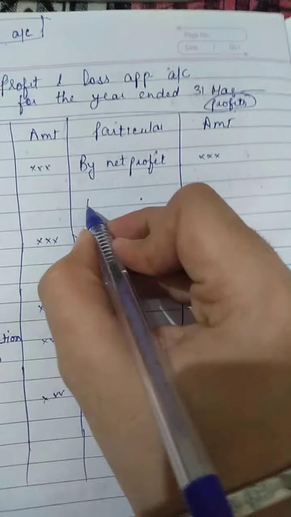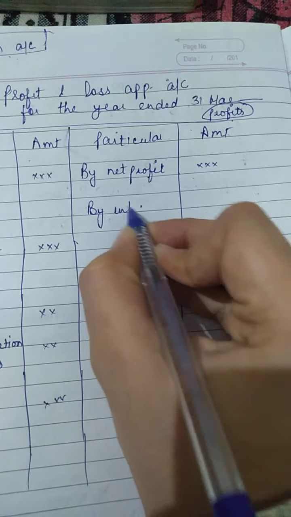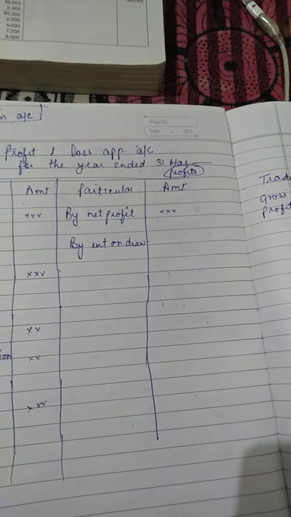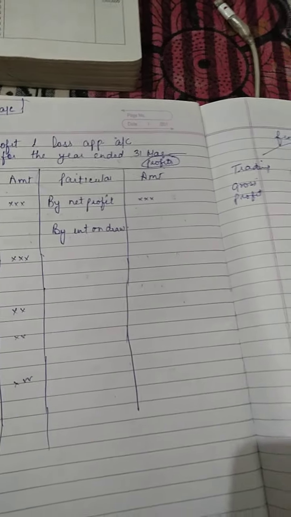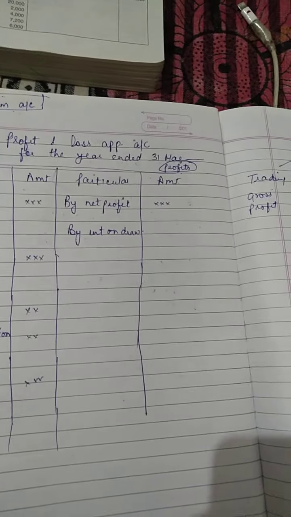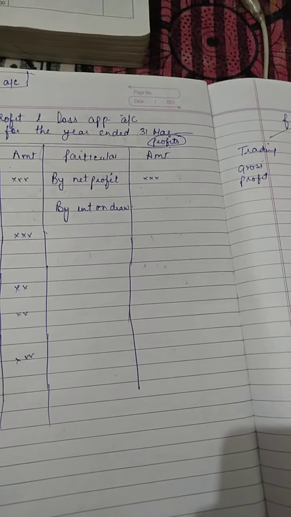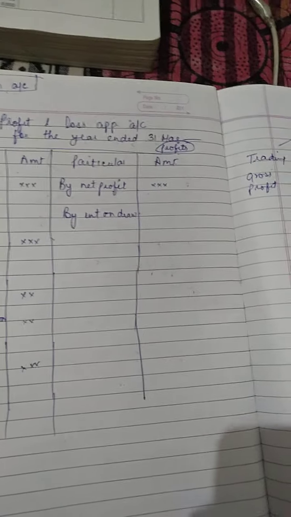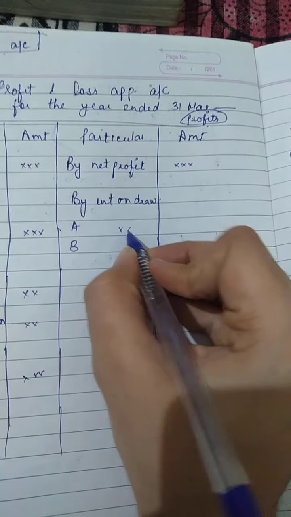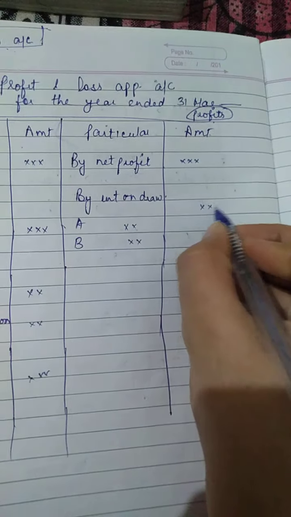And here, what the firm will get from the partner is interest on drawings. When they contribute capital, we pay them interest, but when they draw their money again and again from your firm, then you charge interest from them. So the interest on drawings will come on this side, and that would be income for the firm.